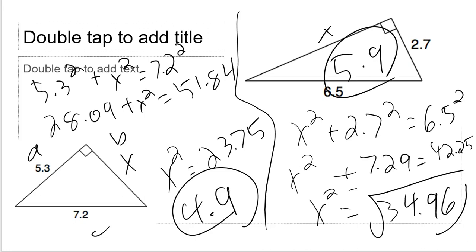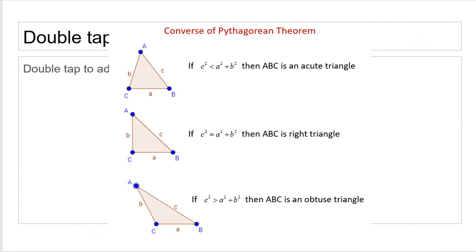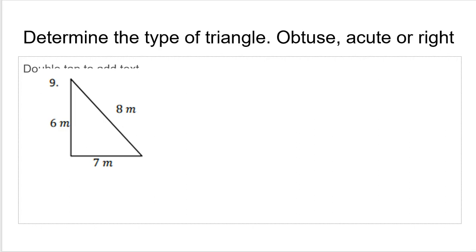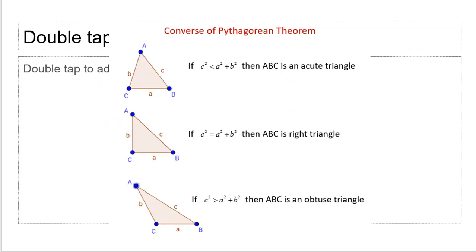That's the answer. Alright, so we're going to talk about what's called the converse. We've always talked about a squared plus b squared equals c squared. Sometimes you're going to get problems that give you side lengths, and you have to determine what kind of triangle it is: obtuse, acute, or right. And it's going to tell you which one's bigger.